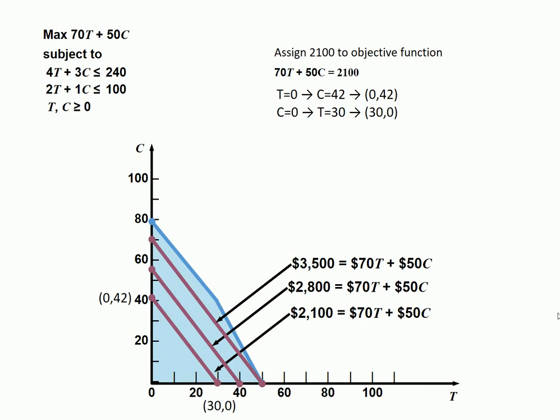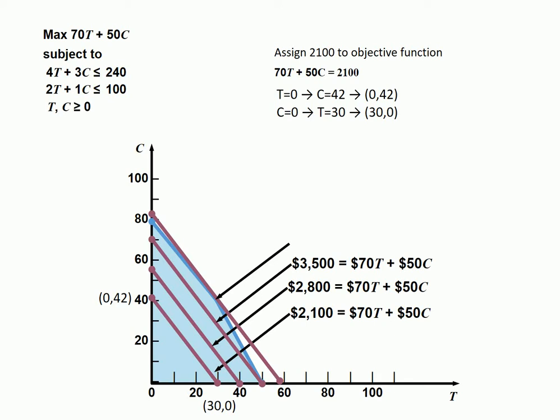This is an important observation because it implies that the highest objective value in this feasible region will be given by the corner point over here. This isoprofit line that goes through the corner point gives you the highest objective value in the feasible region. So now we know the optimal solution is given by this point.